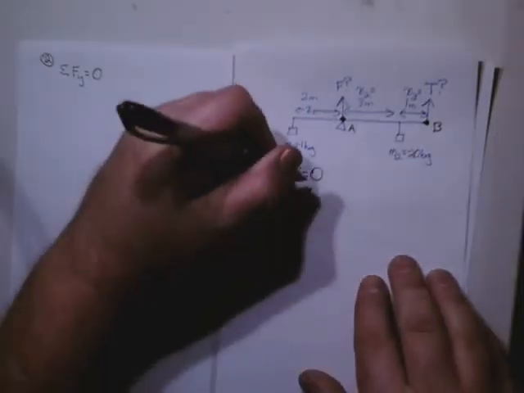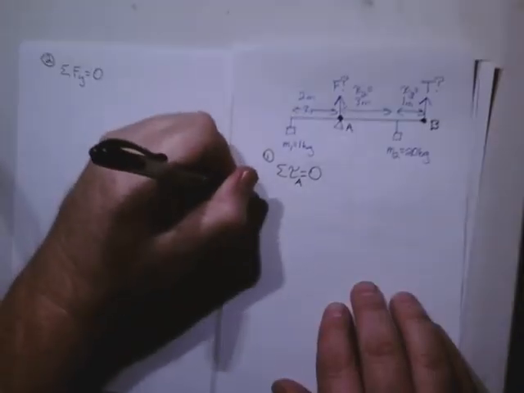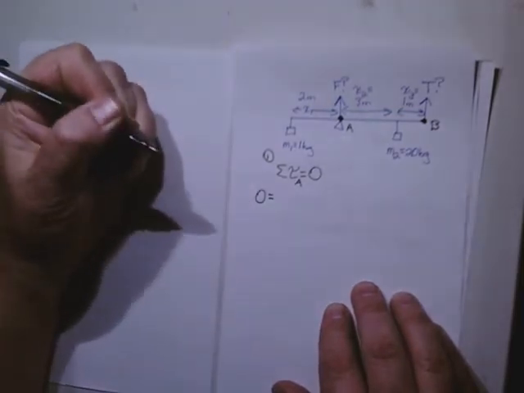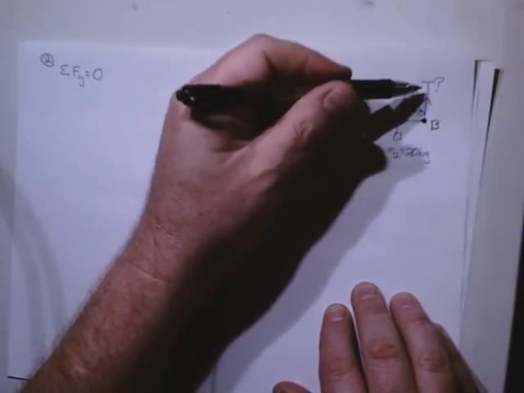For me, I tend to pick the furthest one to the left. Why? I don't know. But either one would work. So I'm going to pick A. So the sum of the torques about A is equal to 0. Now, there is a torque from F, but F times 0 is 0, so I don't really write that down. I don't really care about that force at that point.